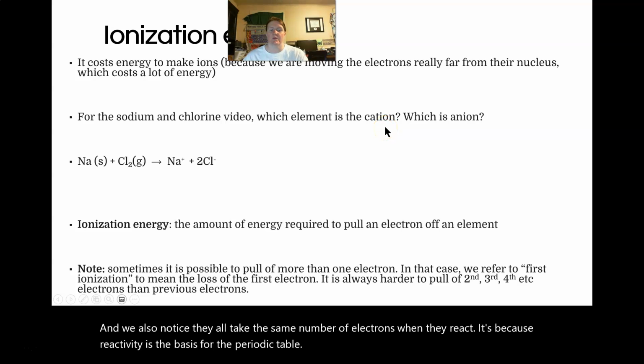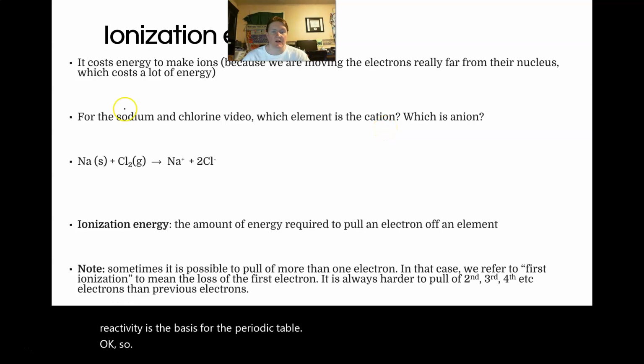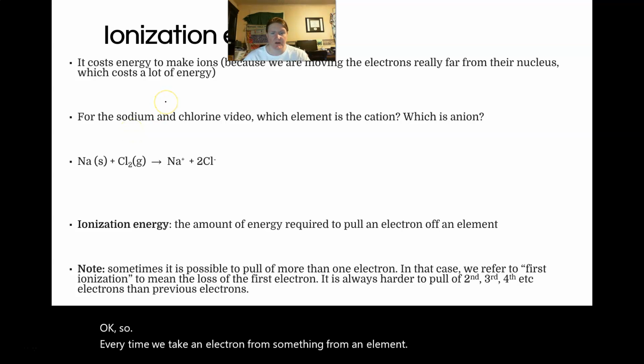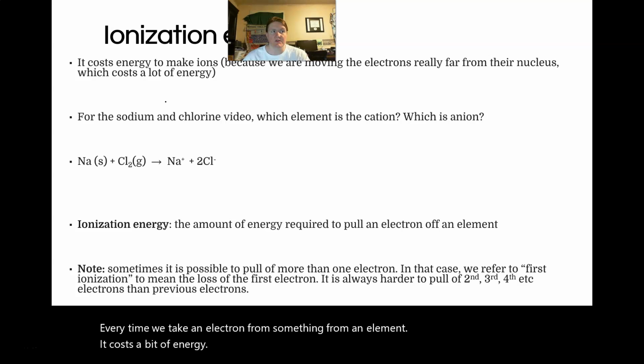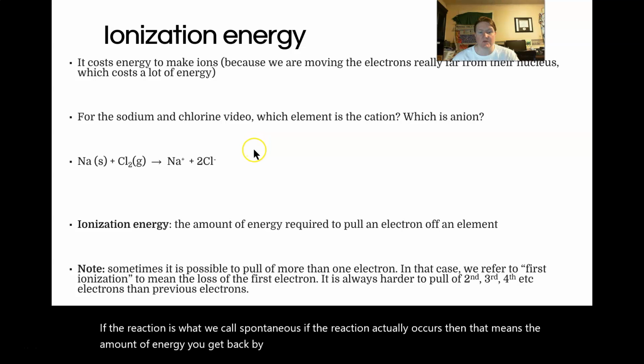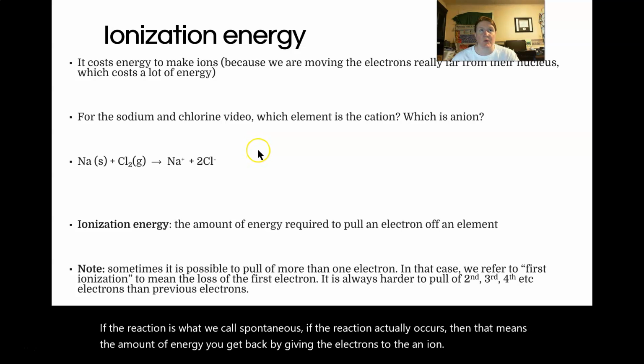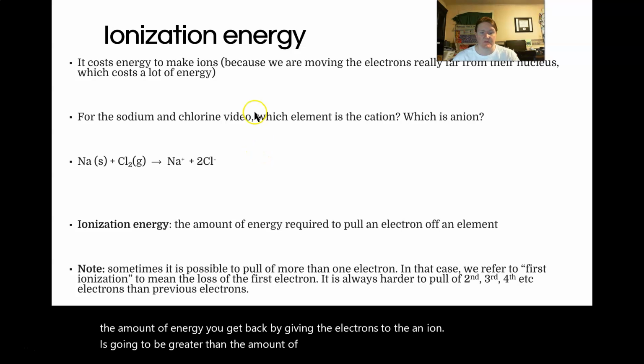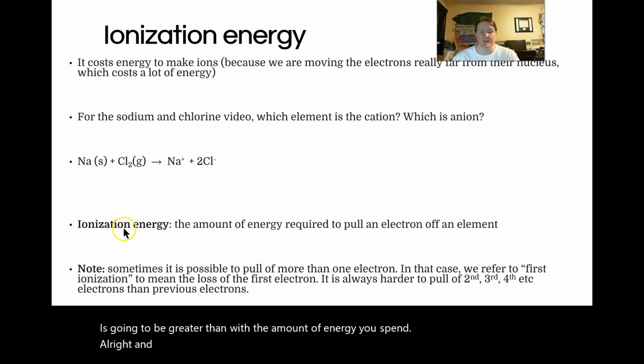Okay, so every time we take an electron from an element, it costs a bit of energy. When we give that electron to another atom, we get some energy back. If the reaction is what we call spontaneous, if the reaction actually occurs, then the amount of energy you get back by giving the electrons to the anion is going to be greater than the amount of energy you spend.